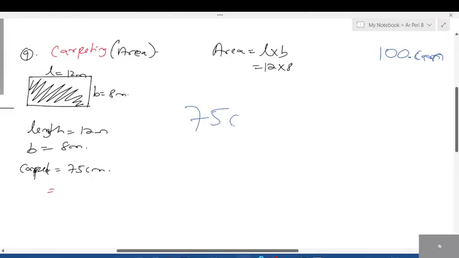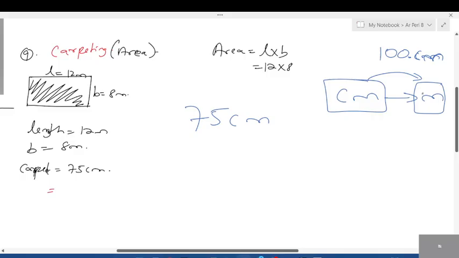See, 75 centimeter is given. When you're converting from centimeter to meter, centimeter has how many alphabets? 2. What about meter? Meter has how many alphabets? 1. Is the number of alphabets increasing or decreasing? Decreasing. So if it is decreasing, you have to divide, students. Divide.